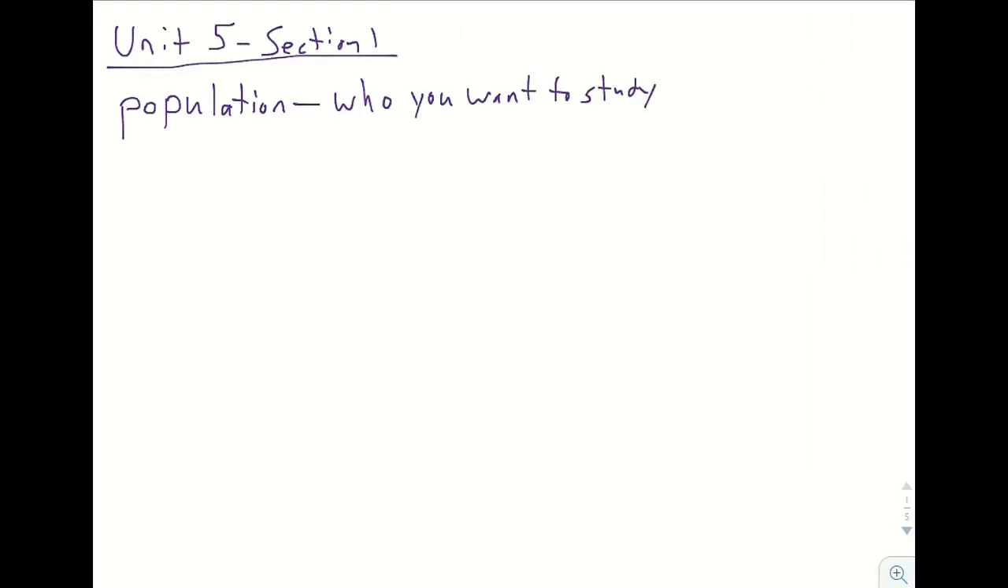The sample then is a smaller group than the population. Let's say your population's really big, like the United States. Your sample might only be 100 people from the United States. So who you collect data from.